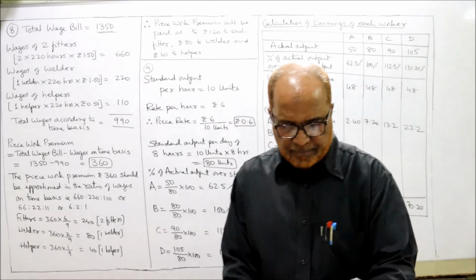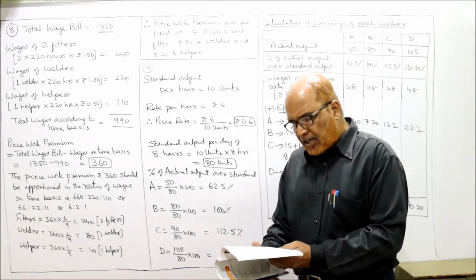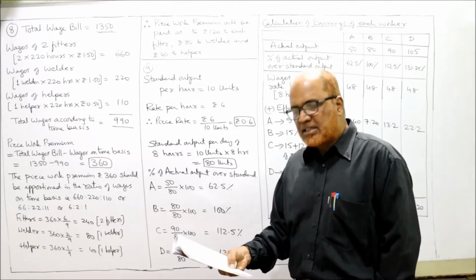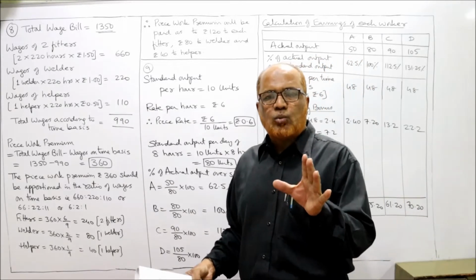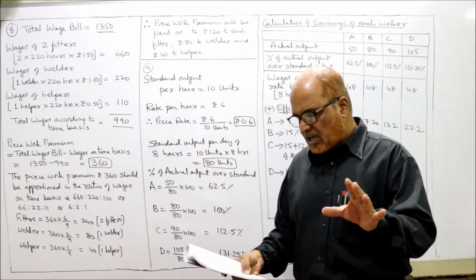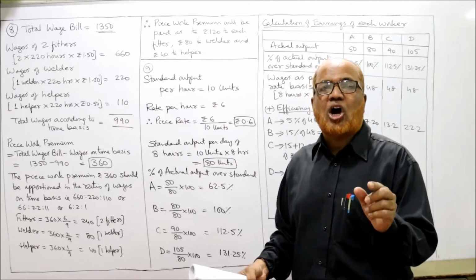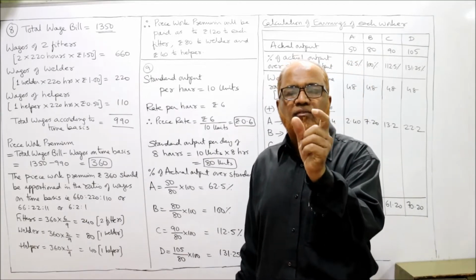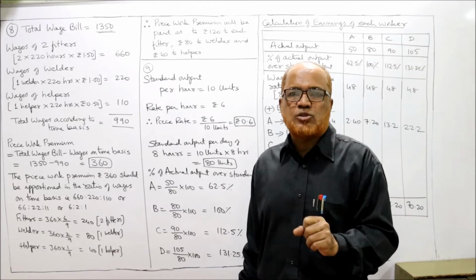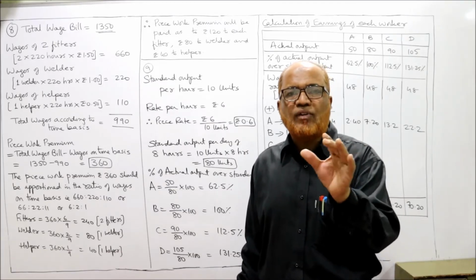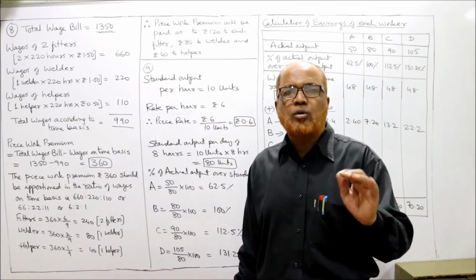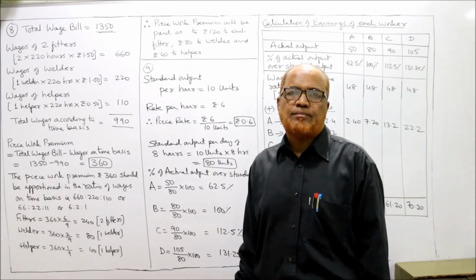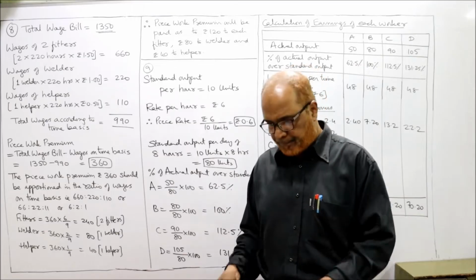Now see problem number 9. The standard production in a factory is 10 units per hour for a day of 8 hours. The day consists of 8 working hours, and the workers have a standard output of 10 units. The management has given the target that in 1 hour 10 units must be produced, and the day consists of 8 hours. The daily standard output should be 8 into 10, 80 units per day.